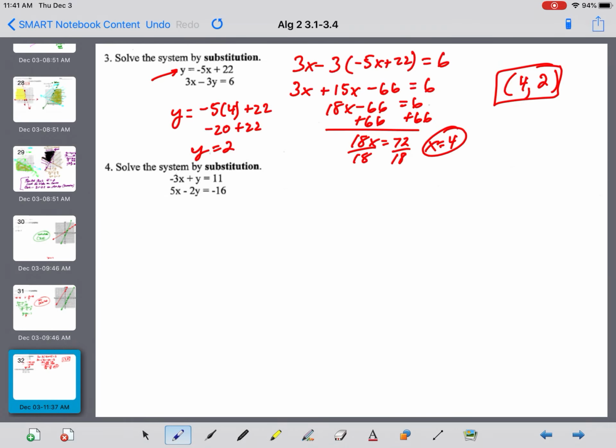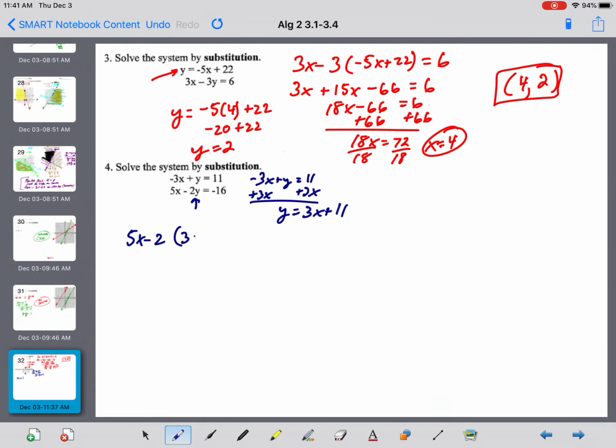Now, this one's not ready to be substituted yet, so we will have to take this top equation, negative 3x plus y is equal to 11, and add 3x to both sides. So we're going to have y equals 3x plus 11. So if one of your equations is in slope-intercept form, then it's ready to be substituted. So, okay, this is the equation. Now we're going to substitute it in here for y.